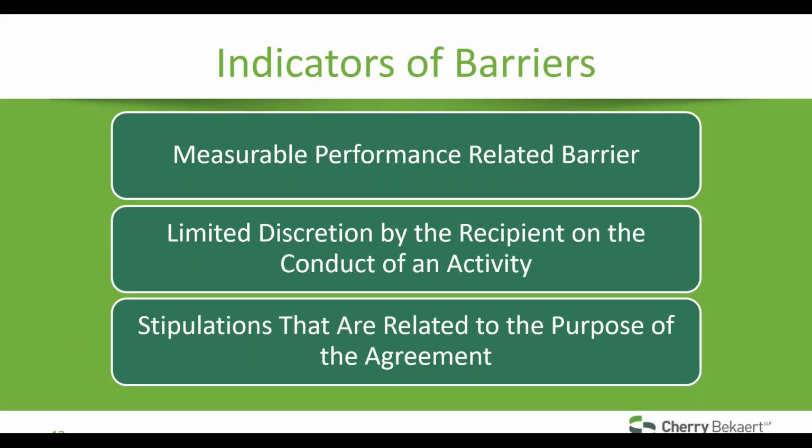And then the last thing is the stipulations that are related have to be related to the purpose of the agreement. The reason this is in there is the FASB was very cautious about making sure that the guidance was not set in a way that recipients and donors were, I'll call it, doing gamesmanship. Basically, if you're going to have a barrier, the barrier has to be tied to the purpose of the agreement. So having random things in an agreement will not affect the accounting.